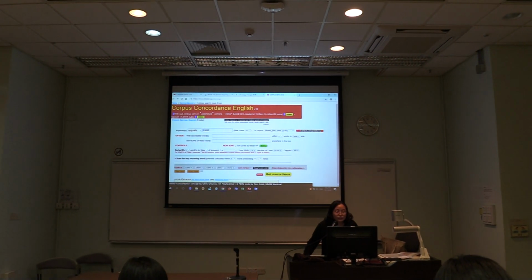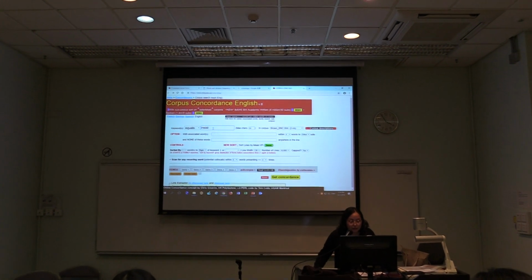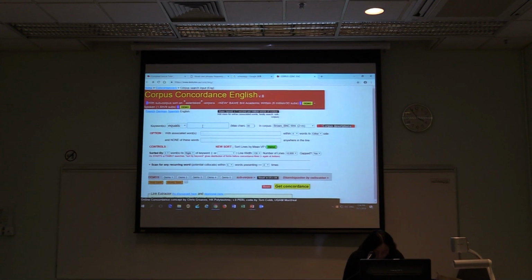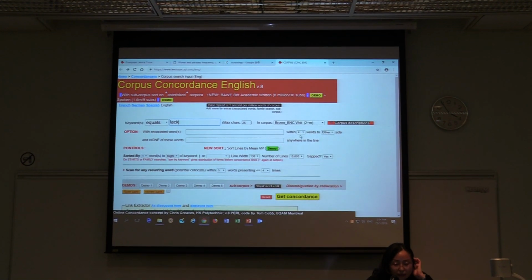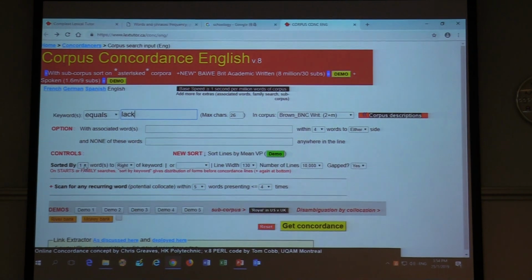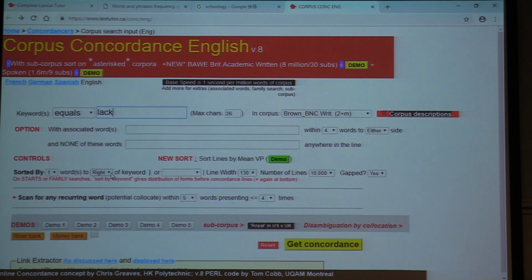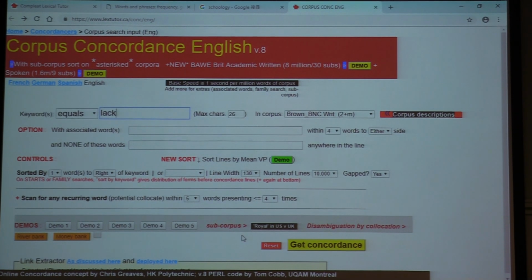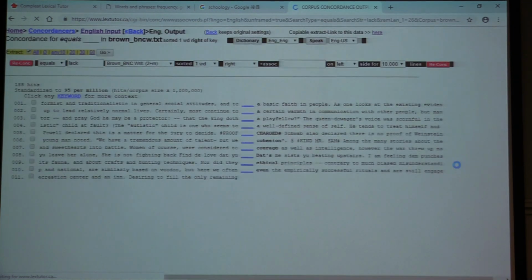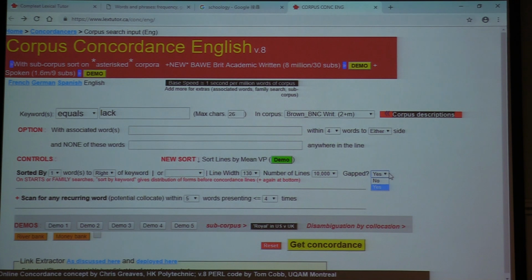So are you in this search interface? Yes. Okay, so maybe you could try both. If you just use "lack," okay. Again, should we sort the one word to the right or to the left of the keyword? Right, yes, right. Oh, because I used the gap function, I have to remember to remove it, okay?